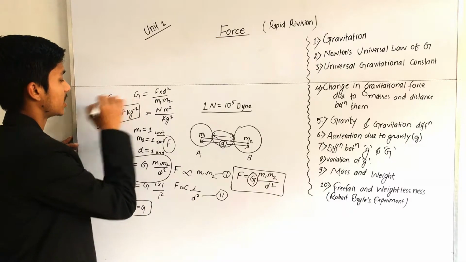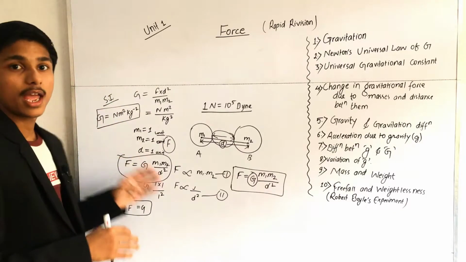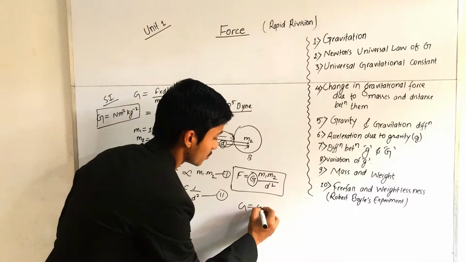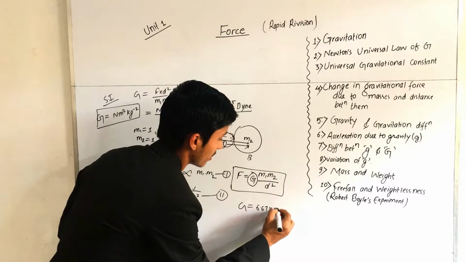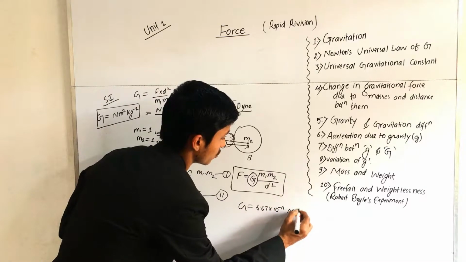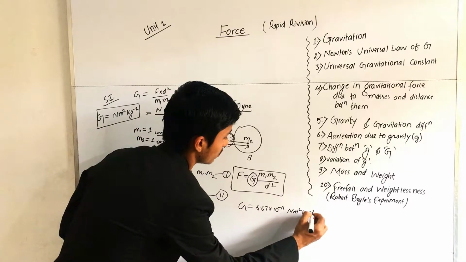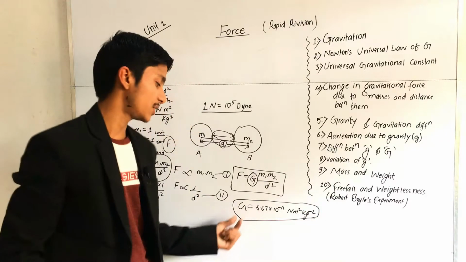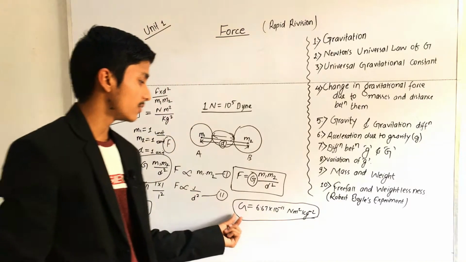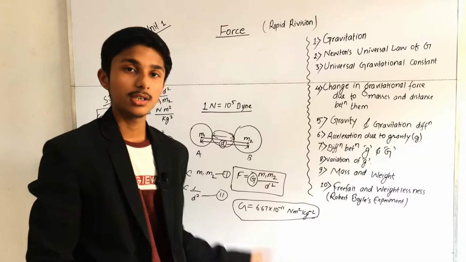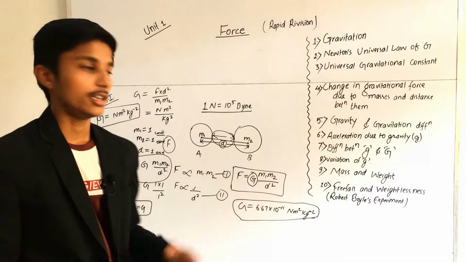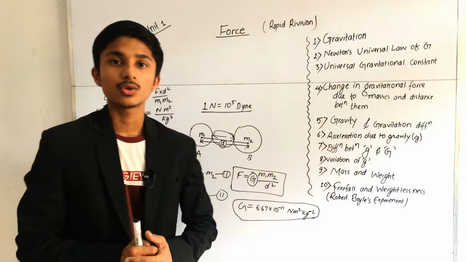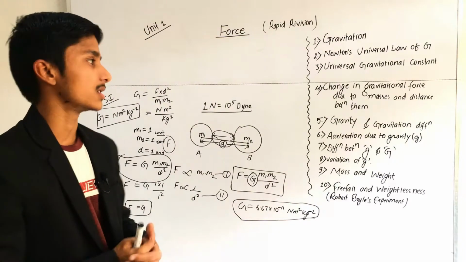Its value is found to be 6.67 into 10 to the power minus 11 Newton meter square per kg square. Here minus means per kg square. This is the value of capital G, the universal gravitational constant, in SI system. In dyne, it has already been discussed in previous lectures, so you can see them.